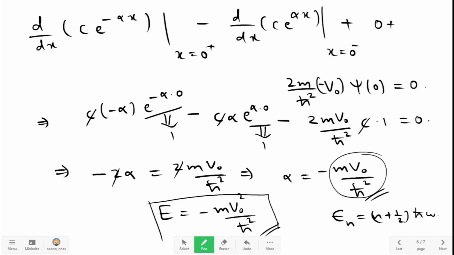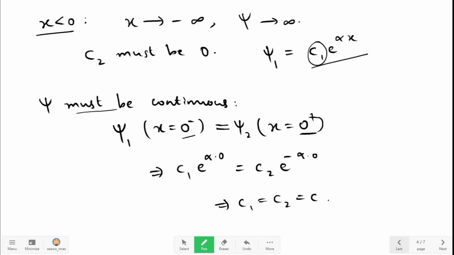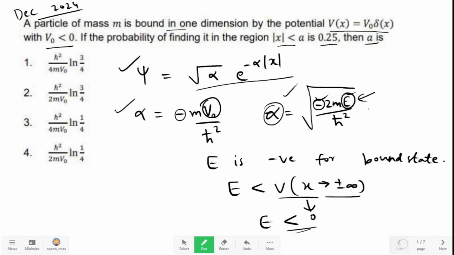Particle under attractive Dirac delta potential. Actually, there is a 2 here. You can check it by equating the two values of alpha and solving for E. It will be minus m v naught square divided by 2 h bar squared. Now let us come back to the question. All of these were derivations which are not required for solving this question. We only need to know the wave function psi and the value of alpha, which is equal to minus m v naught upon h bar squared.